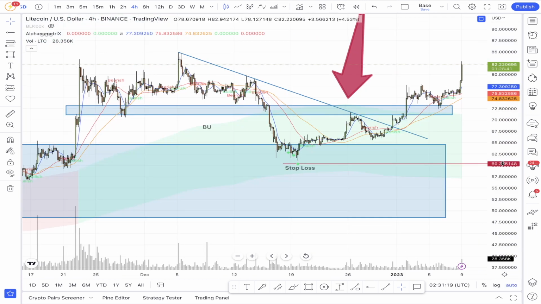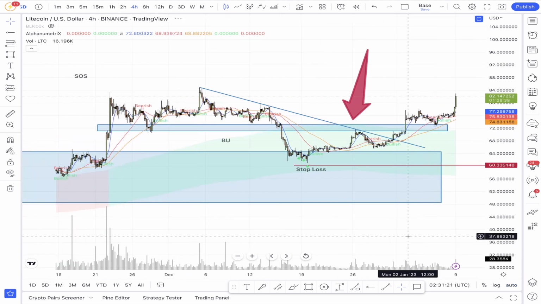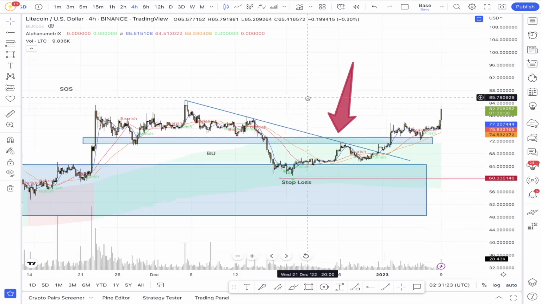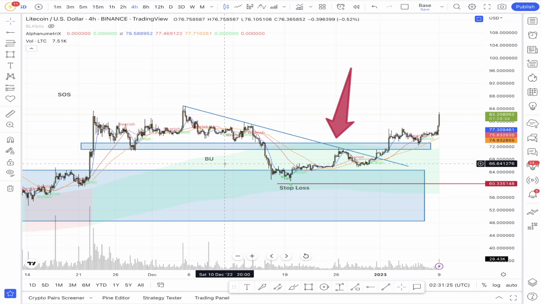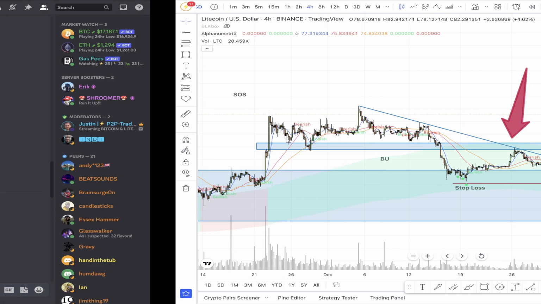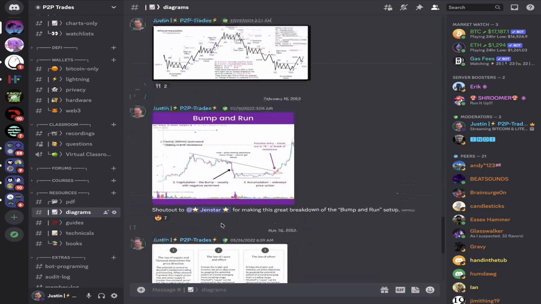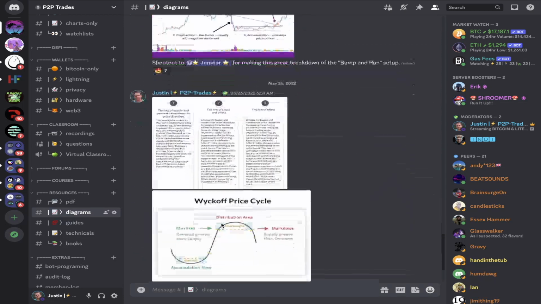And let's click on auto. And I look at this as reaccumulation after decline. So, as you're beginning to study these accumulation schematics, as you're beginning to study these patterns and this price behavior, you can go into the Discord or just Google it. All of these different patterns.